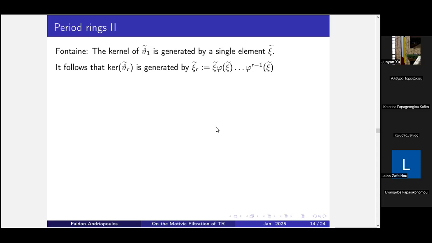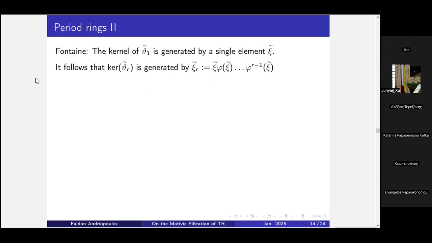The general situation is that we have these projection maps theta r tilde, and for every r they're generated by a single element. In the case r equals 1, where we take the map from A_inf to O_C, the kernel is generated by a single element xi tilde. In the case of higher integers r, the kernel is generated by a product of xi tilde with applications of the Frobenius that we have on A_inf. So it's just this product of xi tilde with phi of xi tilde, etc. But in any case, all these projection maps have kernels generated by a single element.